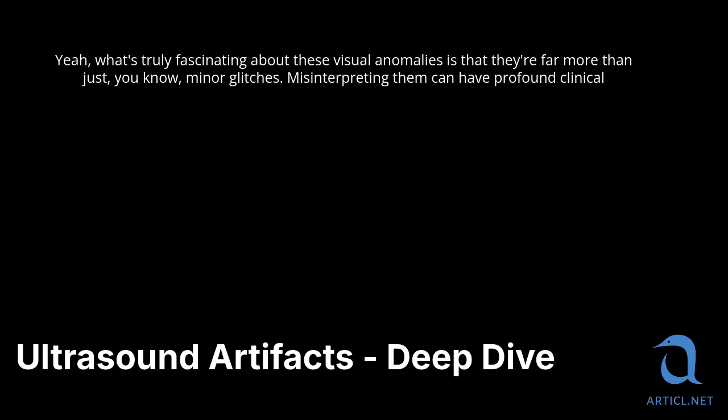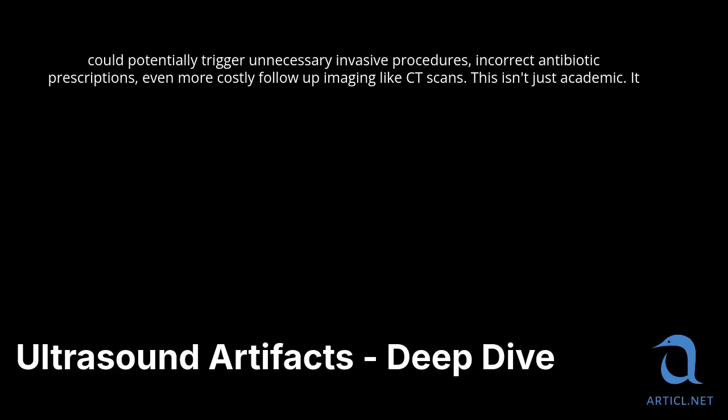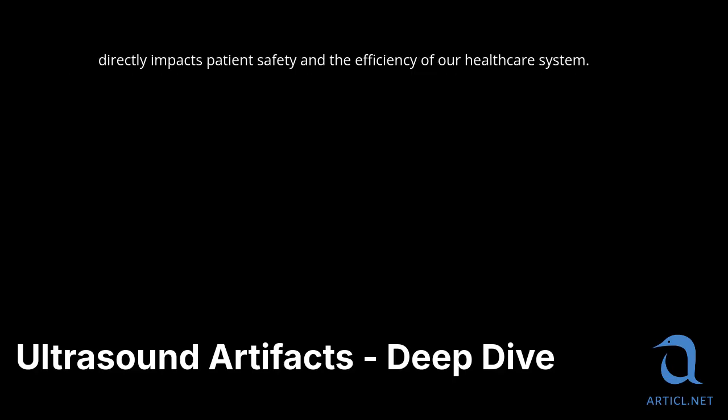clues. Yeah, and what's truly fascinating about these visual anomalies is that they're far more than just minor glitches. Misinterpreting them can have profound clinical ramifications. We're talking about situations that could lead to misdiagnosing life-threatening conditions like an aortic dissection or, say, a ventricular thrombus. And that could potentially trigger unnecessary invasive procedures, incorrect antibiotic prescriptions, even more costly follow-up imaging like CT scans. This isn't just academic. It directly impacts patient safety and the efficiency of our healthcare system.